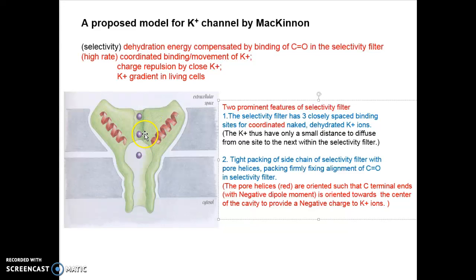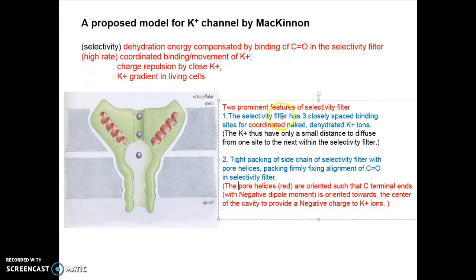The negative charges near the filter, such as the C-terminal alpha helices with a negative dipole moment, provide negative charges in this region near the selectivity filter, and attract potassium ions, which are positively charged. In addition, two prominent features of the selectivity filter could explain this further.